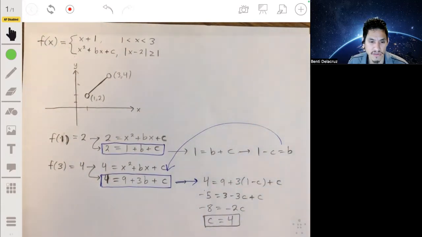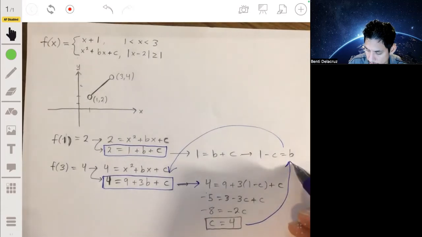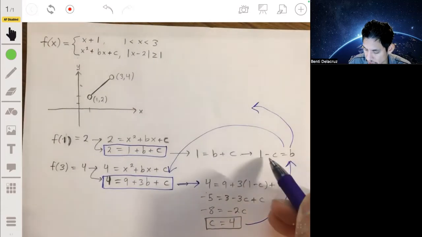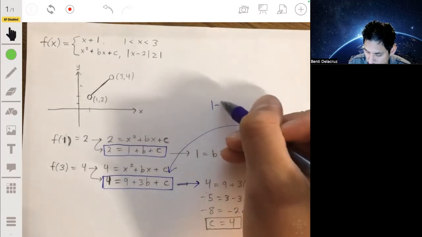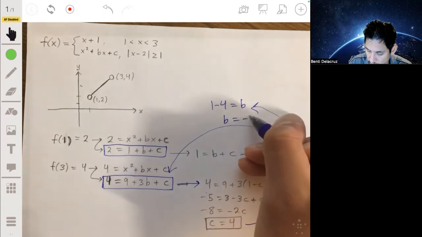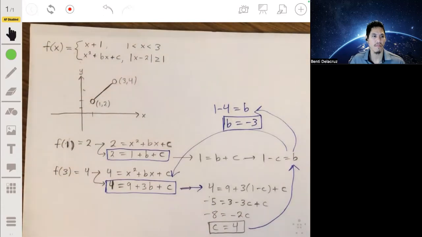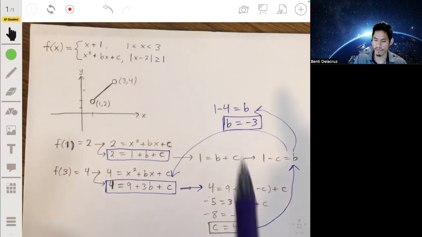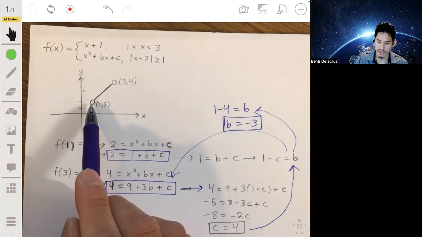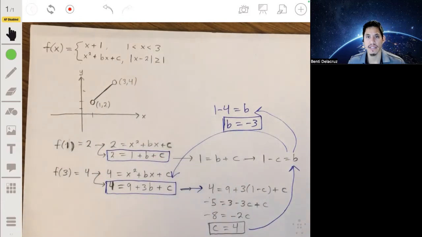Now, since you know C is 4, you can figure out B by just plugging this into here. You'll get 1 minus 4 equals B, or B equals -3. So the values that will make this function continuous are that B is -3 and that C is 4.